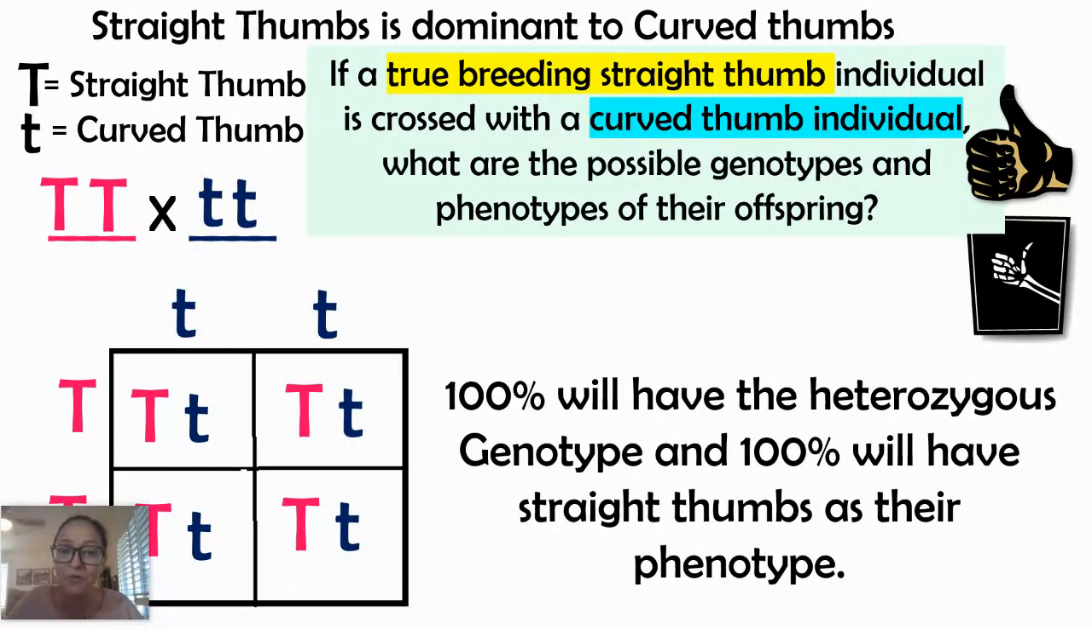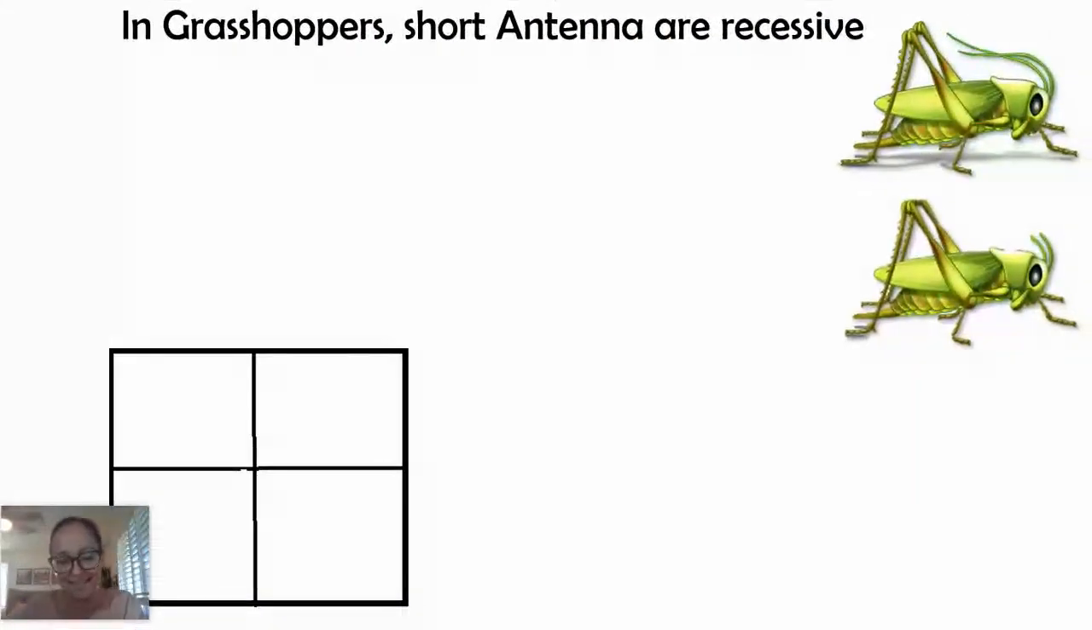It is impossible for this couple to have any curved thumb children because the mom, the female here, only has dominant alleles to give. That means in meiosis, 100% of her eggs will always have that dominant allele. So 100% of her offspring will have straight thumbs. Okay, so let's go on to my last example.